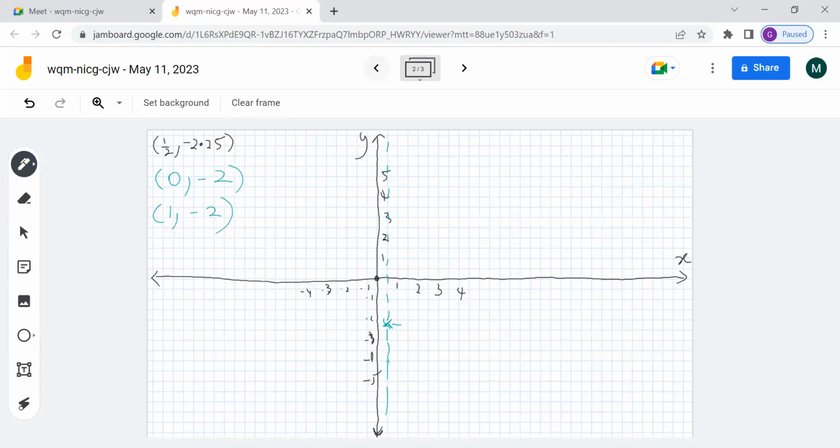So when x is 0, y is negative 2. So that's down here like this. Color change. And when x is 1, y is negative 2. So that's down here like this.